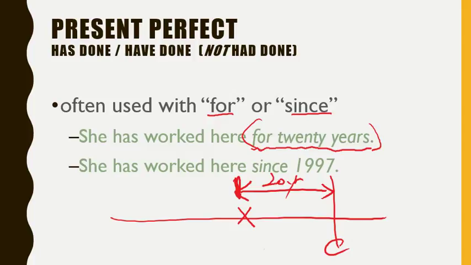She has worked here since 1997. Well, this one is 1997. It's not about that particular point in 1997 though. It's about her working starting from there all the way to today. And that's why we use the present perfect instead of the past tense.